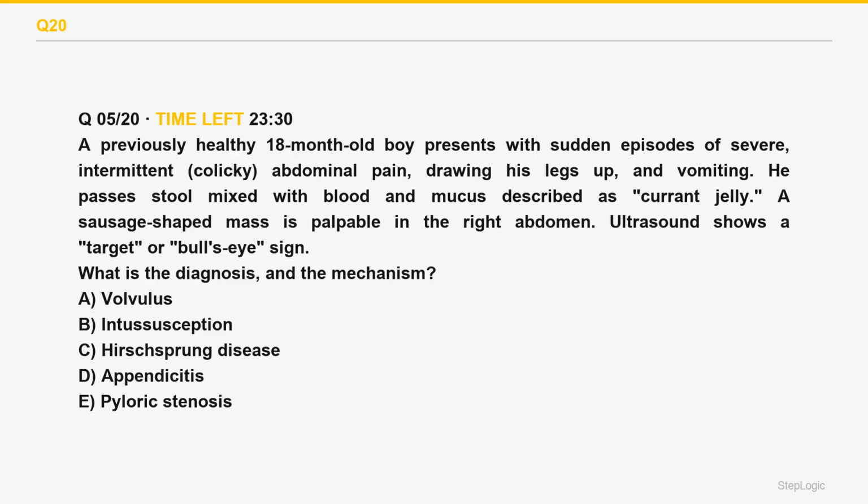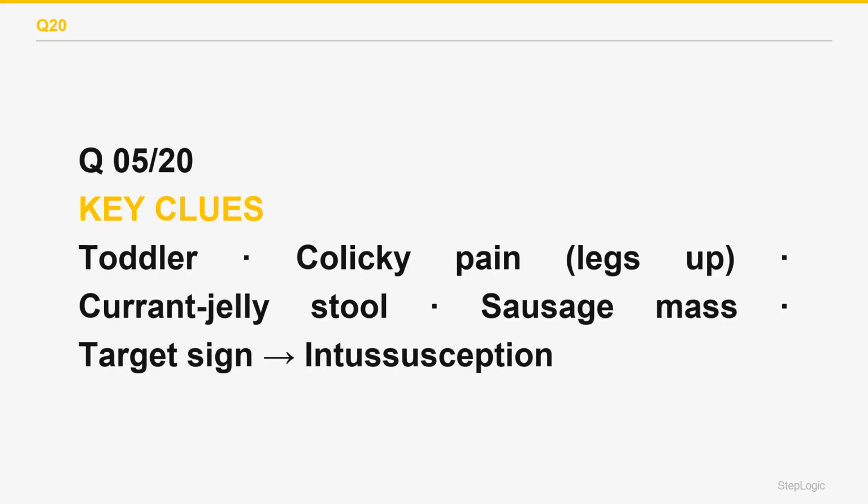Read the command, diagnosis, and mechanism. Toddler, colicky pain, currant jelly stool, sausage mass, target sign, intussusception, telescoping bowel. This is intussusception, the most common cause of bowel obstruction in infants and toddlers. The mechanism is telescoping, one segment of bowel, the intussusceptum, invaginates into the adjacent distal segment, the intussuscipiens, like a collapsing telescope, most often at the ileocecal region.